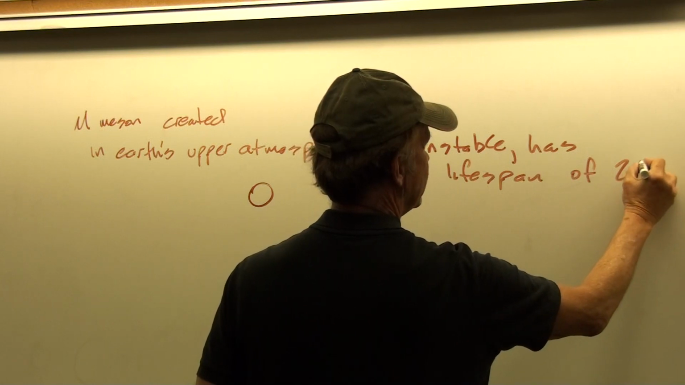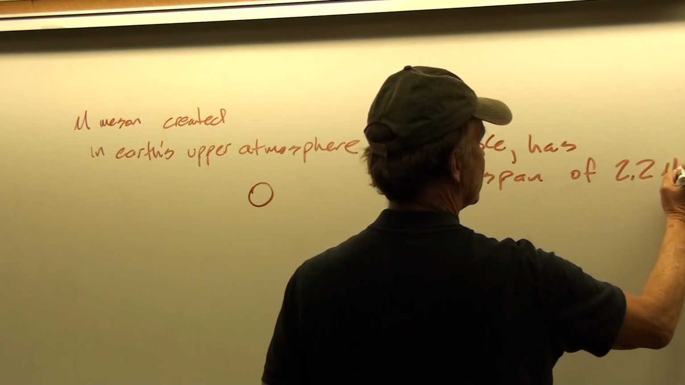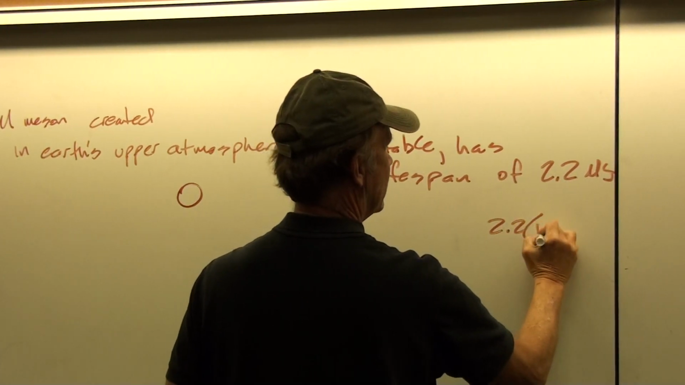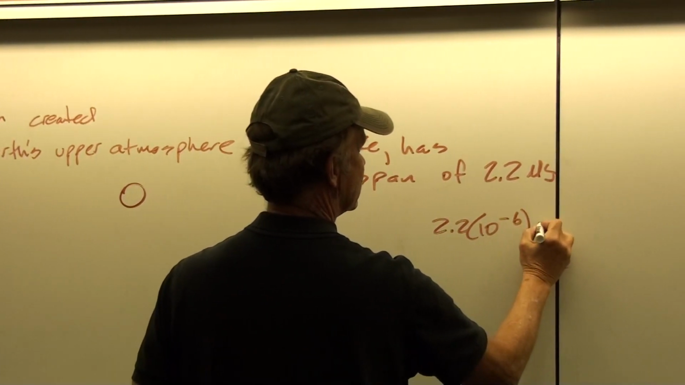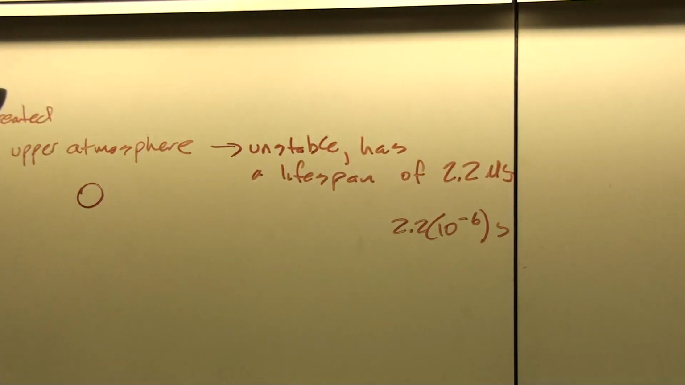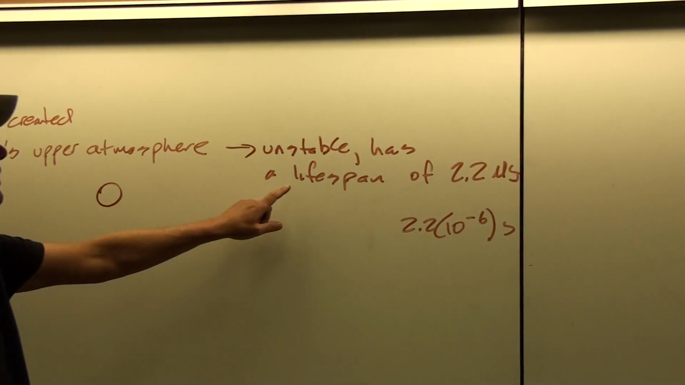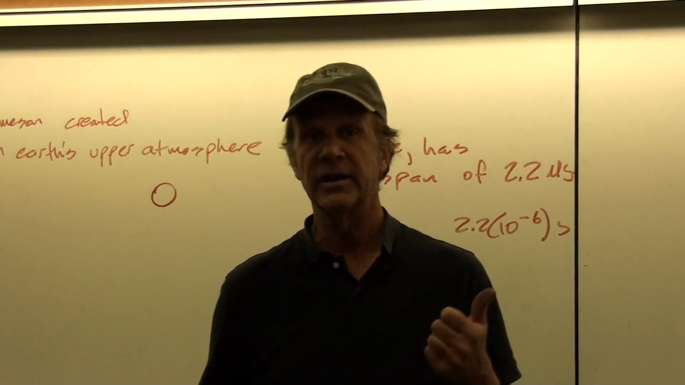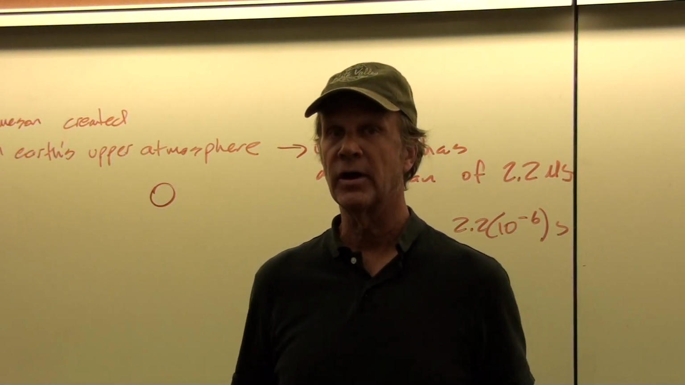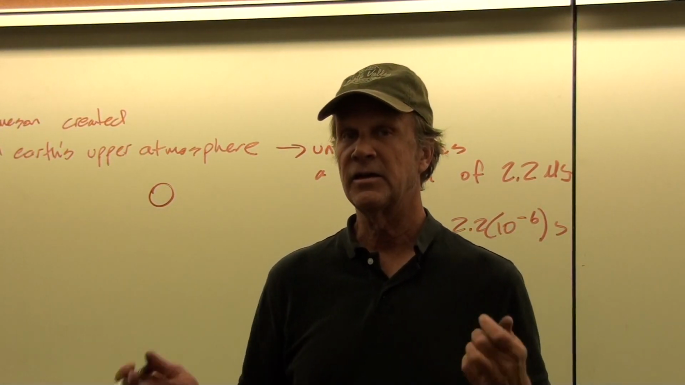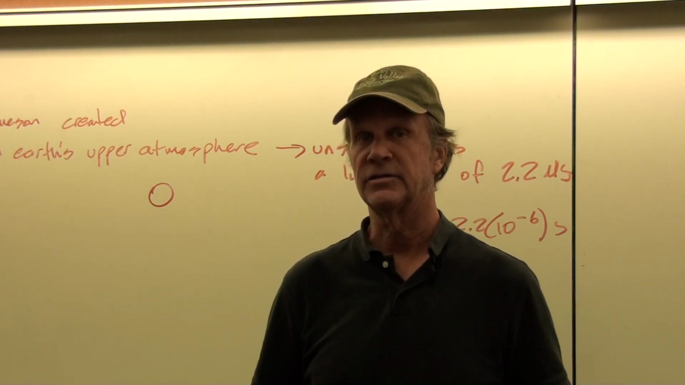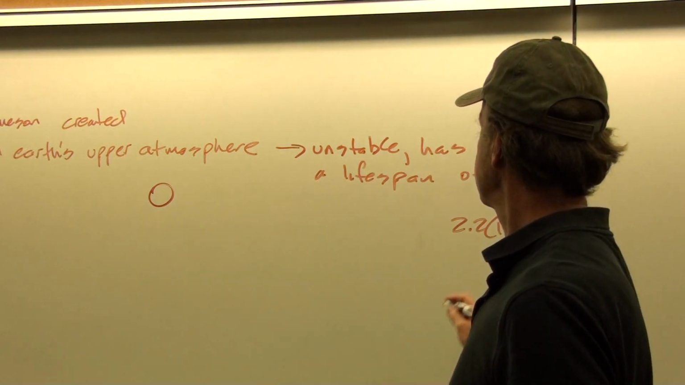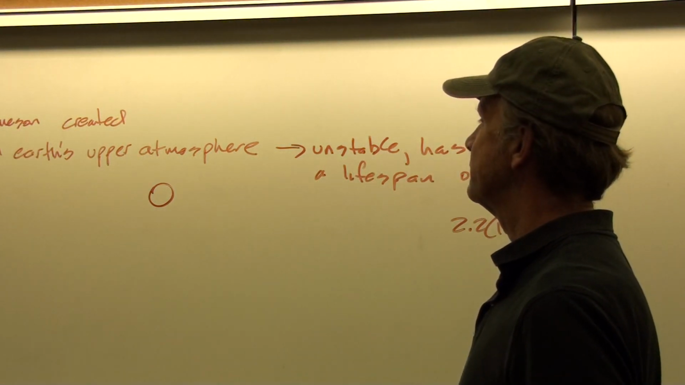Something like 2.2 microseconds. Okay, so this means 2.2 times 10 to the minus 6 seconds. That's, on the average, how long a mu meson lives. Being a heavier version of the electron, it'll tend to decay down into lower energy states that'll give off other particles like electrons and neutrinos and things. But this is how long it lasts as a mu meson.